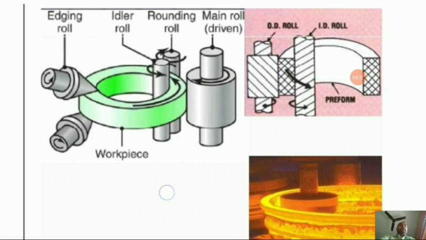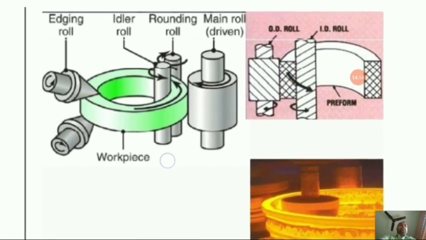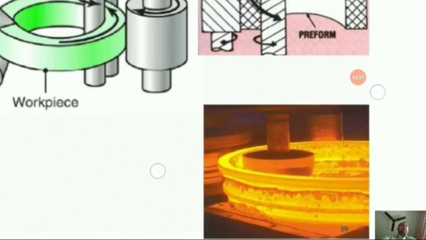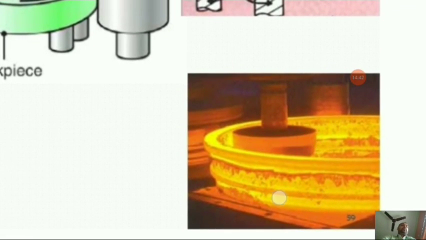So here you will find this is a rolling process, ring rolling actually. Here we have the rounding roll. This is the idler roll. This actually guides the whole process, you can say this particular job also. This is the edging roll. It also helps in guiding the workpiece as well. And this is the main roll. Power is coming from this particular main roll. Okay. Now the cross-sectional view you can see over here, and the final product, the actual product, you can see over here. So this is the process.